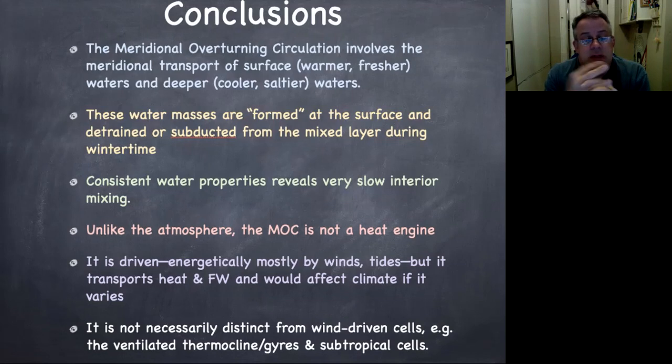Okay, so the MOC involves meridional transport of surface, warm, fresh waters, and deeper, colder, saltier waters. These water masses are formed at the surface and then subducted or convected. Consistent water properties reveal very slow interior mixing. Unlike the atmosphere, the MOC is not a heat engine. It is driven by other things like mixing. It's getting its energy from something else, not from the heating and cooling of the surface. It's driven energetically mostly by winds and tides, but it transports heat and fresh water, and it would affect the climate if it varies.